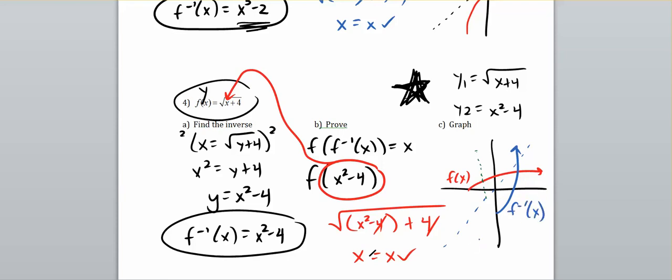Okay, so please be careful that sometimes you're going to have to restrict your graph, right? You're going to have to look at what the original was and then restrict your answer, your inverse function, to only being the reflection of my original.